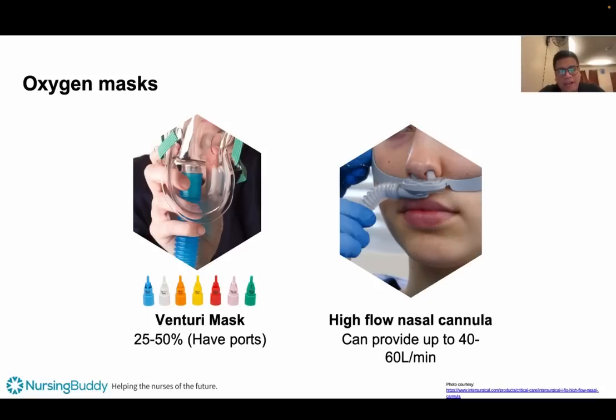So when we say high flow masks, we have two. We have your Venturi mask, okay, and we have your high flow nasal cannula. Your Venturi mask can actually give you 25 to 50% oxygenation, and of course it has ports, and that's the distinction that we have for your Venturi mask. And on the other hand, we have your high flow nasal cannula, which can provide you up to 40 to 60 liters per minute. So this is really a high flow oxygen device.